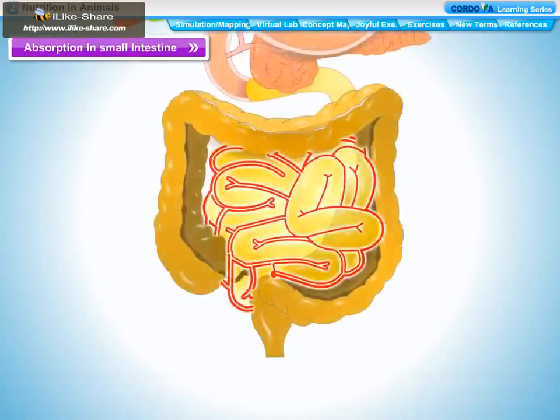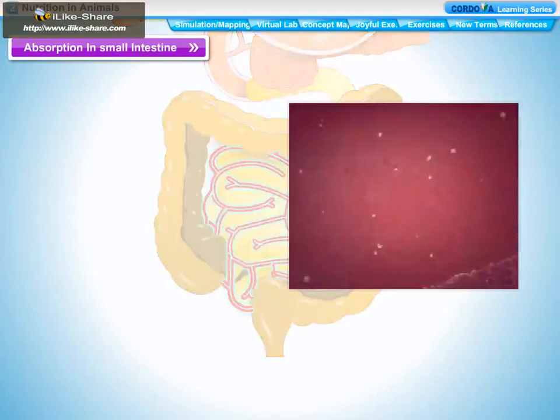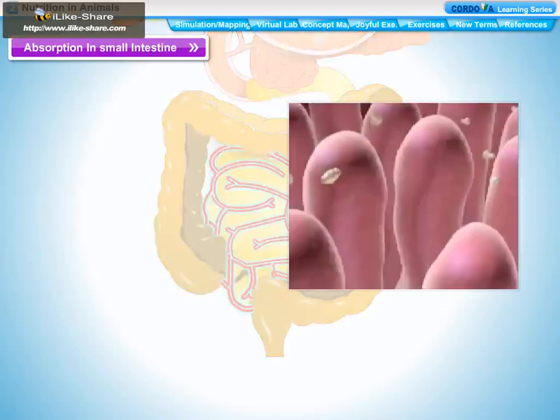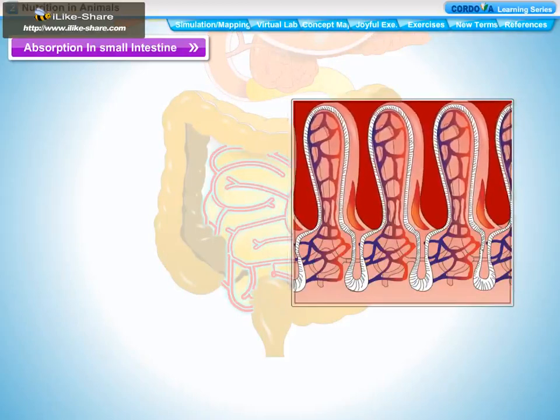Absorption in the small intestine. The process of absorption occurs in the small intestine. The inner wall of the small intestine has millions of finger-like projections or folds called villi, singular villus.